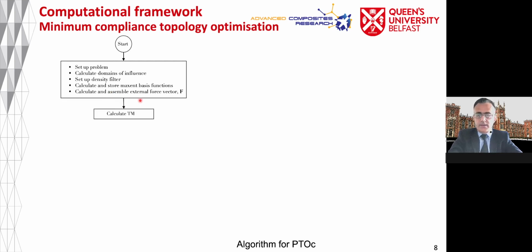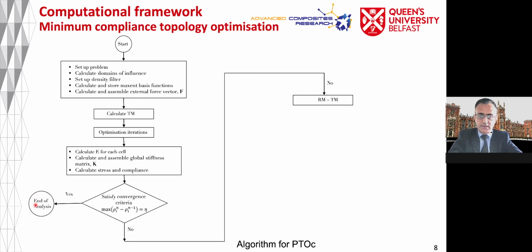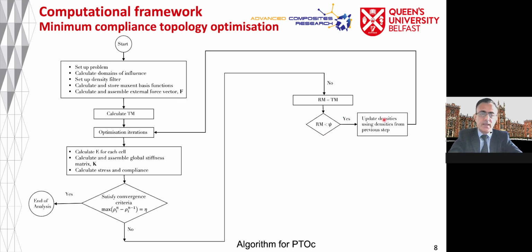Then we calculate the target material. In each optimization iteration, we calculate the Young's modulus, calculate the stiffness matrix, calculate the stress and compliance, and then we check for the convergence criteria. If the convergence criteria are satisfied, then we end the simulation. Otherwise, we go to the inner loop where the remaining material is the target material. And then similar to the previous case, we check if the remaining material is small. If it is, then we update the density using the density from the previous step and go to the next optimization iteration.